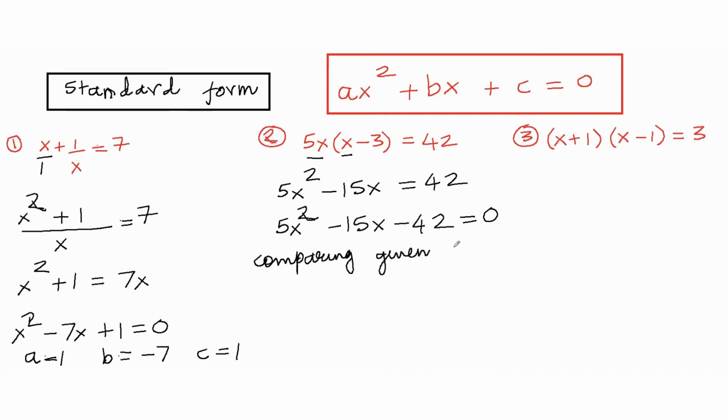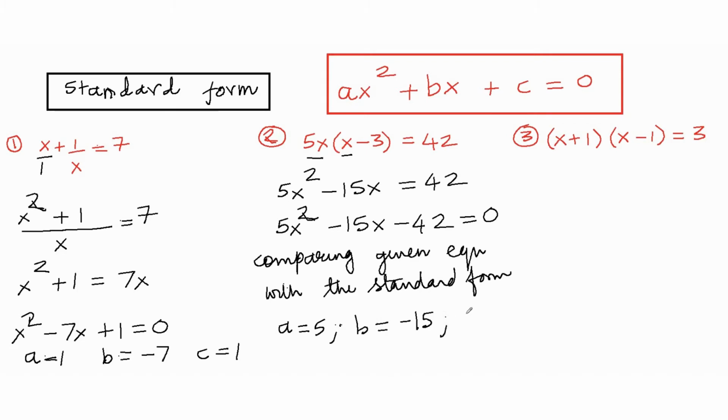Comparing the given equation with the standard form, right, what we get is a is the coefficient of x square, so a is 5. B is the coefficient of x, so b is minus 15, right? B is negative 15. And c is the constant, which is negative 42, right? So these are the different values of a, b and c. Let's try the third one. We have x plus 1 into x minus 1 is equal to 3. So if I open these, I know that this is of the form a plus b, a minus b.